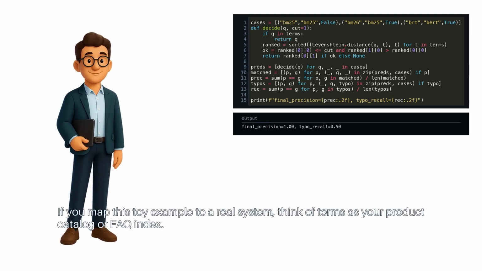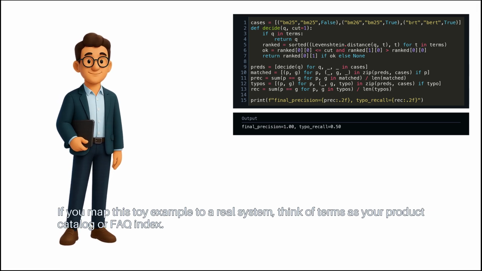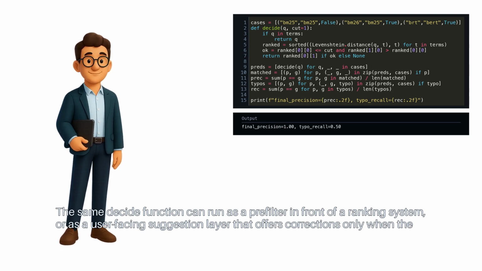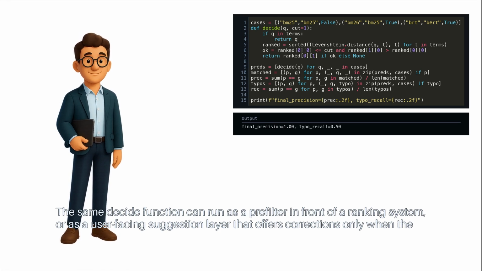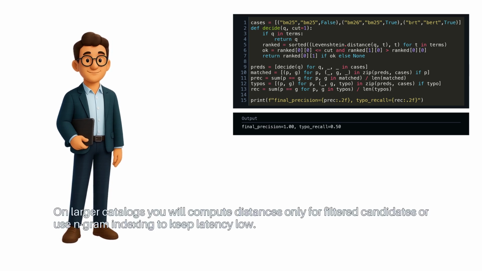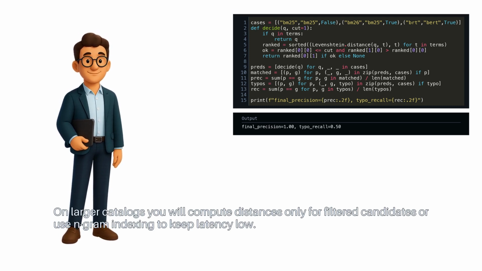If you map this toy example to a real system, think of terms as your product catalog or FAQ index. The same decide function can run as a pre-filter in front of a ranking system, or as a user-facing suggestion layer that offers corrections only when the gap is convincing. On larger catalogs, you will compute distances only for filtered candidates, or use n-gram indexing to keep latency low.